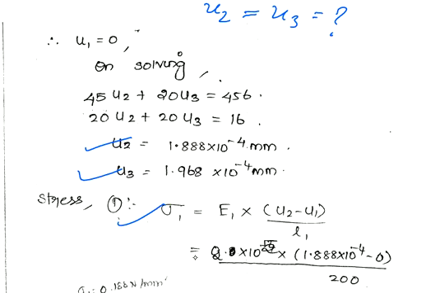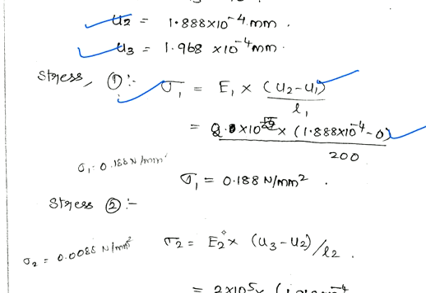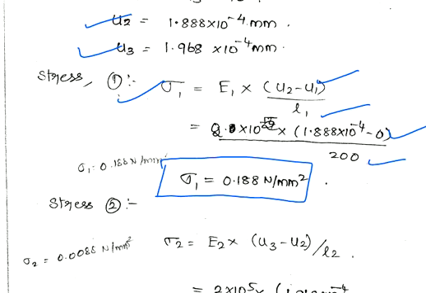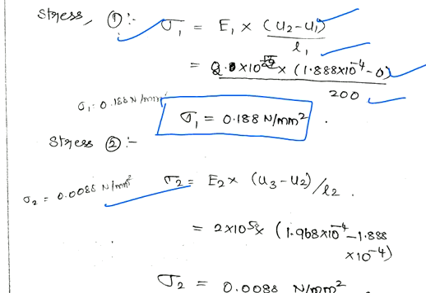After that, the stress formula, sigma is equal to E into U2 minus U1 divided by L1. Just substitute the values which you calculated just now. Anyhow U1 will be 0, so U2 you have to substitute, then L1 value or length. L1 and L2 both are equal, so you are getting the stress at element 1 is 0.188 Newton per millimeter square. Similarly, you have to calculate for sigma 2, only the formation will be U3 minus U2 divided by L2. Then this is the stress at element 2.